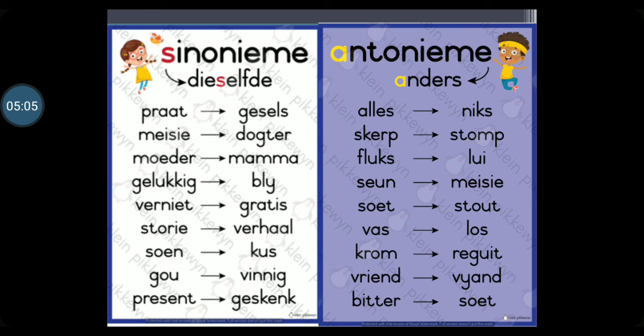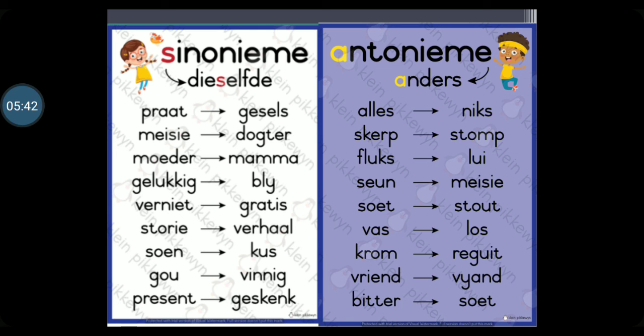Okay. Then the next one is antonieme or antonyms, which means the opposite, or anders. Okay, so they are the opposites of each other. Once again, the same with translating them, it might just translate into one word. Okay, let's look at them. Alles, niks, skerp, stomp, fluks, lui, seun, meisie, soet, stout, vas, los, krom, reguit, vriend, vyand, bitter, soet.